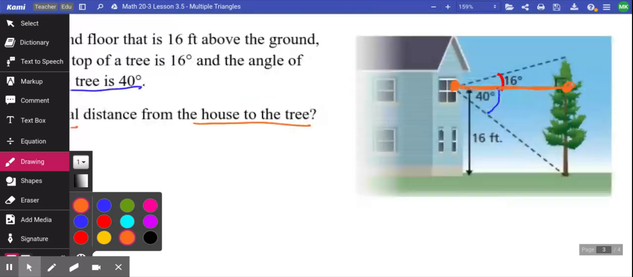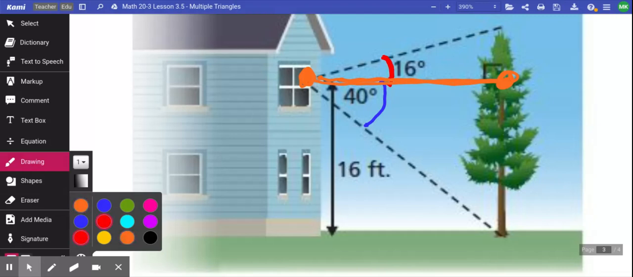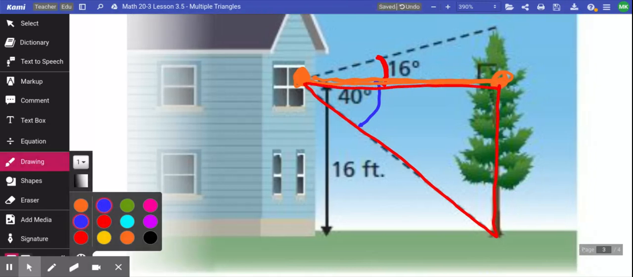With these double triangle questions, we always want to figure out where the two triangles are. So there's one here going down and across, and there's one here up top and across. Our goal was to find that horizontal distance, which was that orange line.